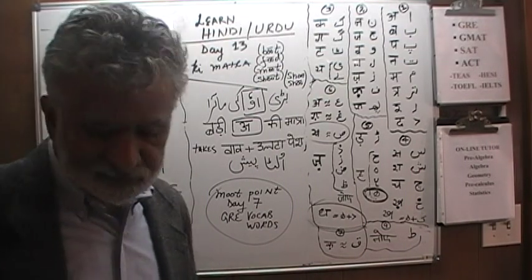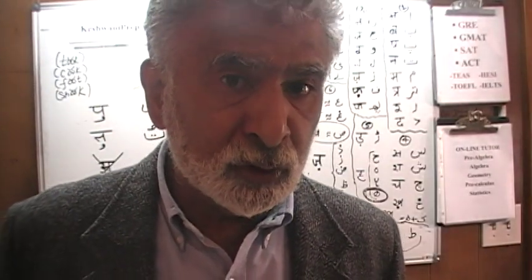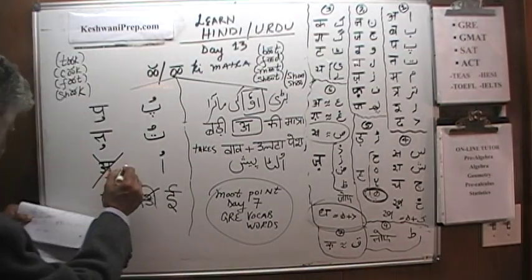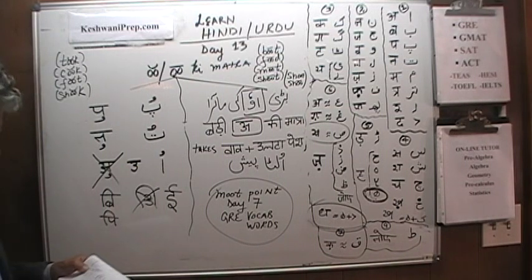Hindi has unique symbols for the sound of Choti U and Badi U. Choti U looks like this. This is wrong. You just make it like a 3 and you put a line on this. That's what it looks like.